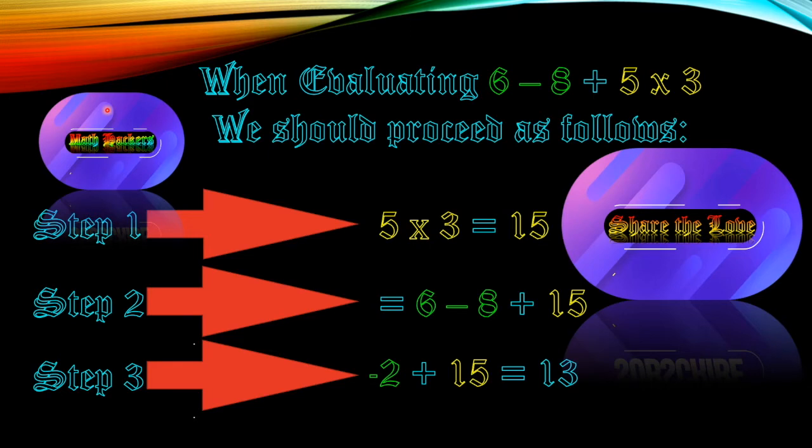We know that 13 is the correct answer, but there are multiple different ways to arrive at 13. So if we dial back to step 2, as in 6 minus 8 plus 15, addition and subtraction carry the same weight. Addition and subtraction have the same priority. One way to proceed is 15 plus 6, 21, take away 8 gives us 13. Another way to proceed is 15 minus 8, 7, plus 6, which is 13.